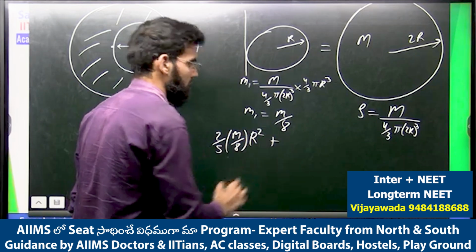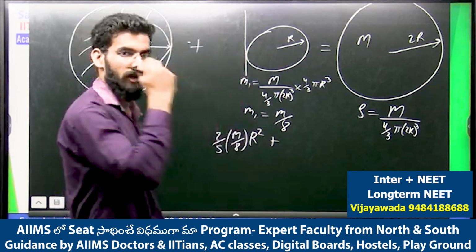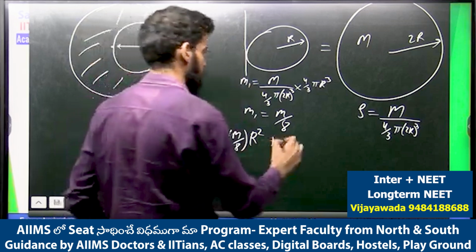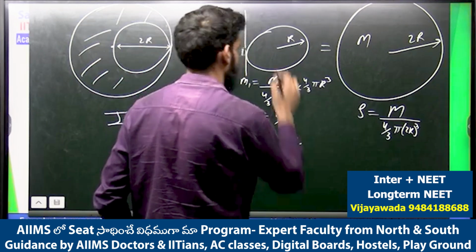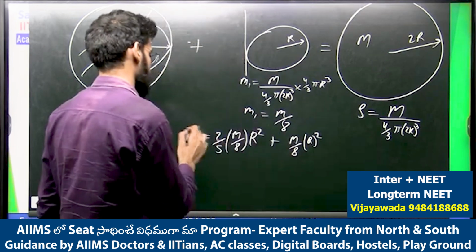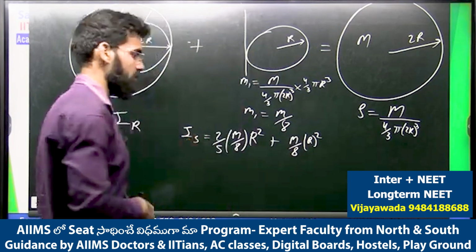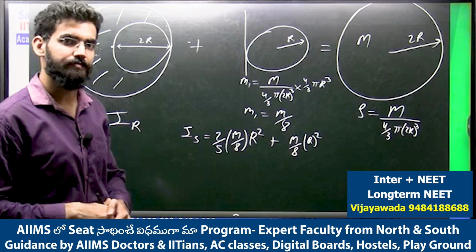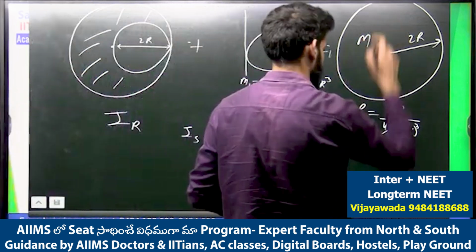Okay, plus if I move this side, Md square, ICM plus Md square, right? So Md square is how much? M by 8 into d, and distance is what? R, right? So r square. This is the moment of inertia of this small part about the y-axis.